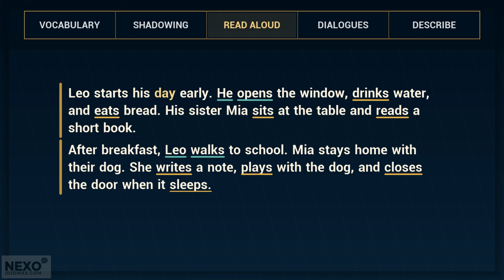Leo starts his day early. He opens the window, drinks water, and eats bread. His sister, Mia, sits at the table and reads a short book. After breakfast, Leo walks to school. Mia stays home with their dog. She writes a note, plays with the dog, and closes the door when it sleeps.